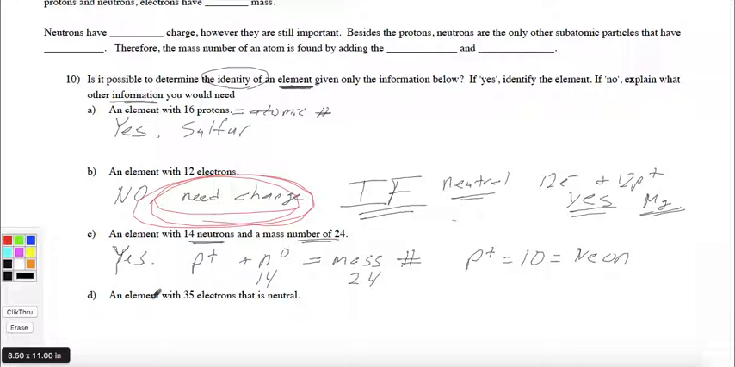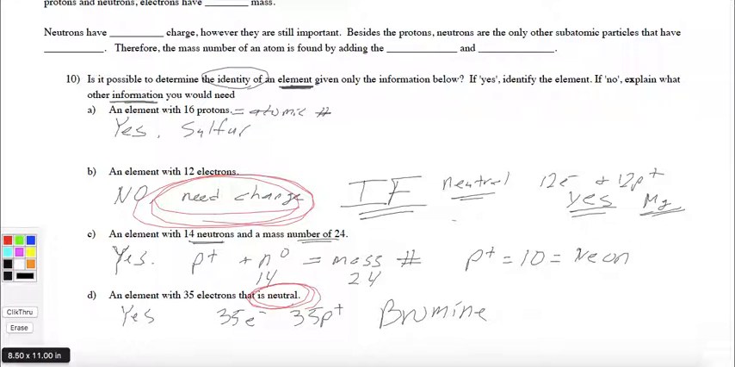neon. Number D, an element with 35 electrons, and that it is neutral. That neutral part, super important. That means that this is yes, because we know that it has to have the exact same number of electrons. We have 35 electrons. Since it's neutral, there has to be 35 protons. And there we end up with our final answer of, I gotta look this up. Bromine.